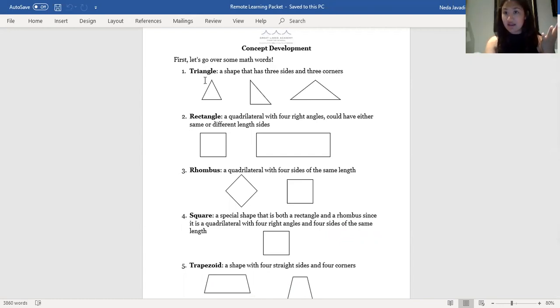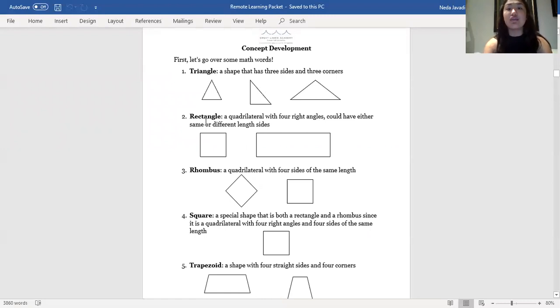It's a triangle. It's a shape that has 3 sides and 3 corners. So on your page, you can see different examples of types of triangles. Cool, let's keep going.